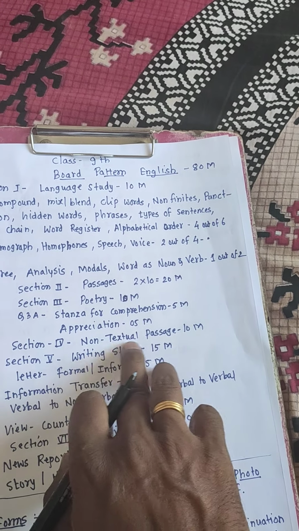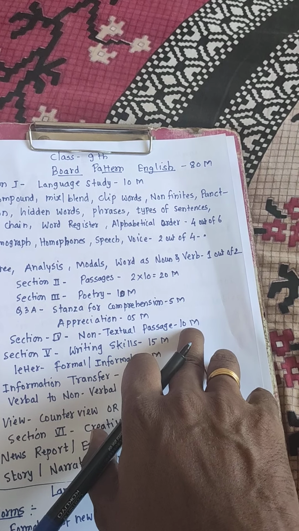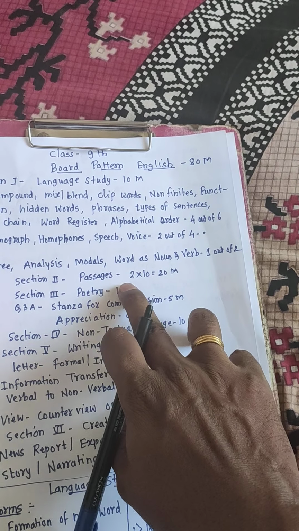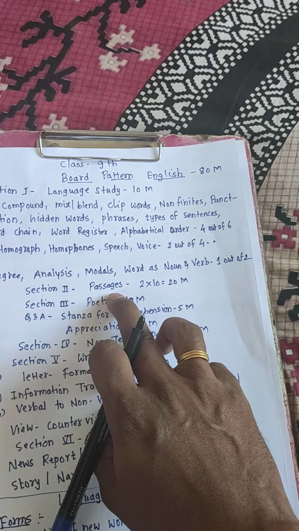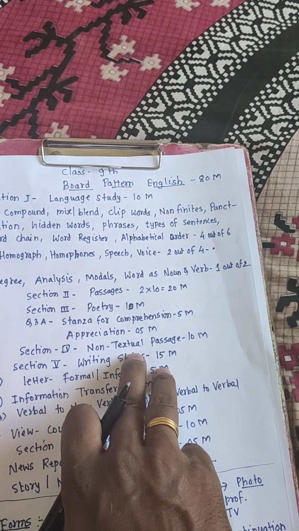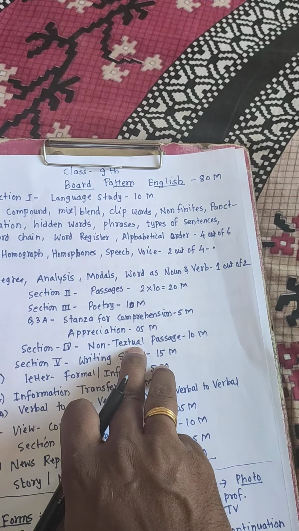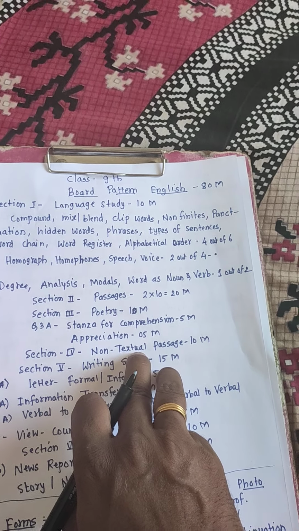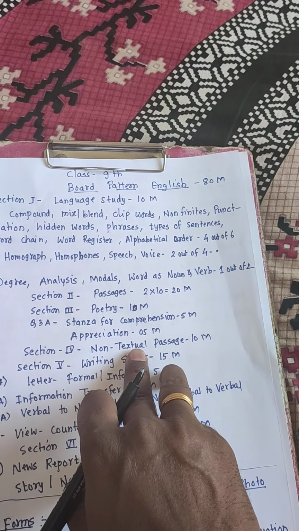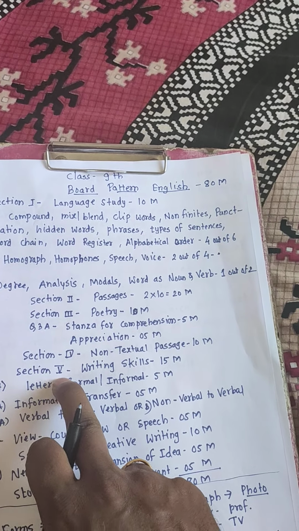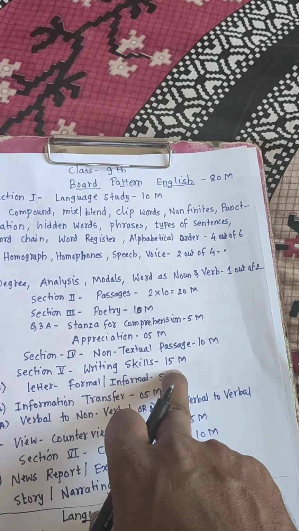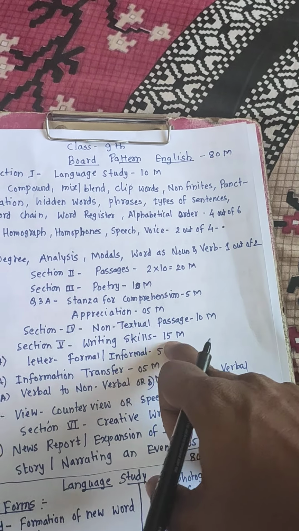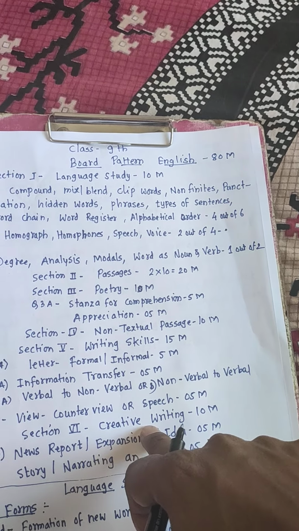And section 4 is non-textual passage for 10 marks. Same like textual passages. The only difference is that those passages are from the textbook that you study, and this passage will be from unknown sources. Means it may come from anything. It will not be from your textbook. Now section 5 is writing skills. This is the most important section in your paper. Section 5 and section 6.